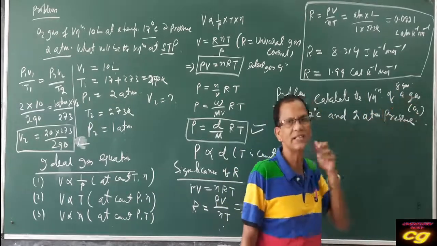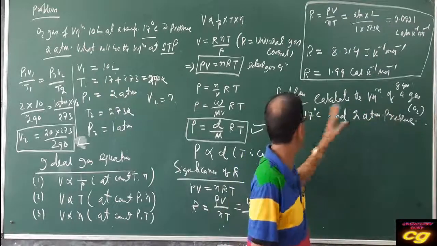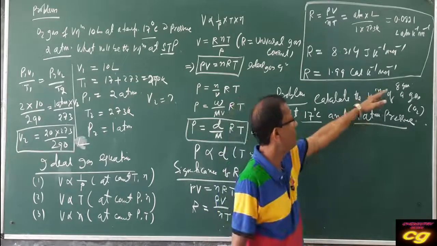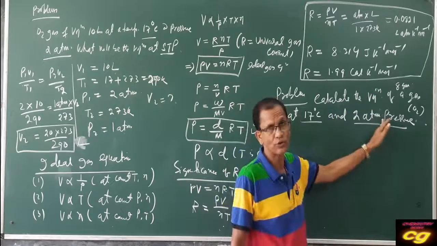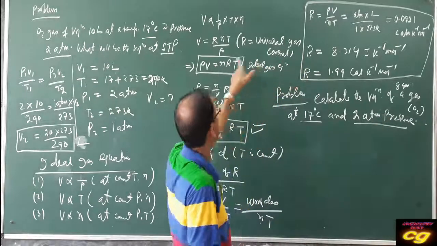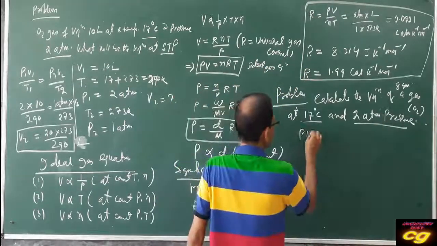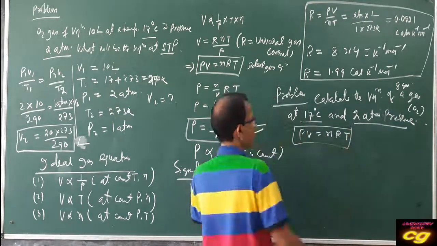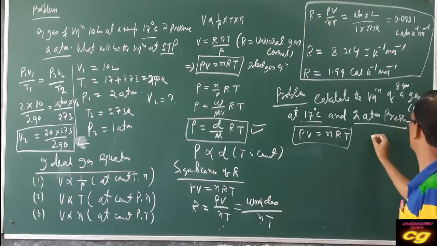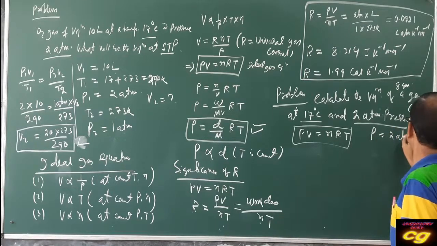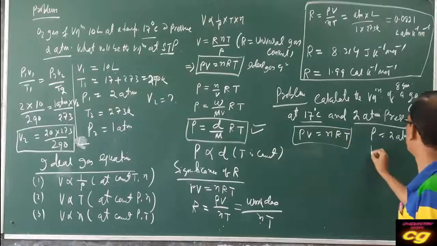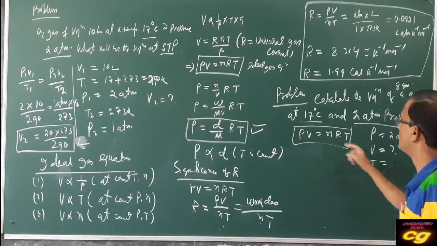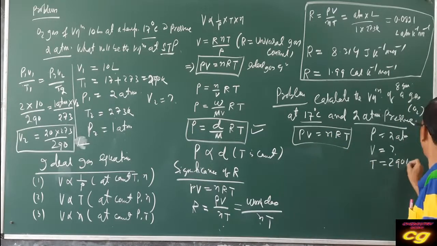Here the mass of oxygen gas is given and volume is asked, with temperature and pressure given. So here we have mass, temperature and pressure, that means we have to use n. So we know PV is equal to nRT. We can use this formula. Here what is the value of P? P is 2 atm. V is asked, V is the question mark, and T is given as 70 degrees, which means 290 K.